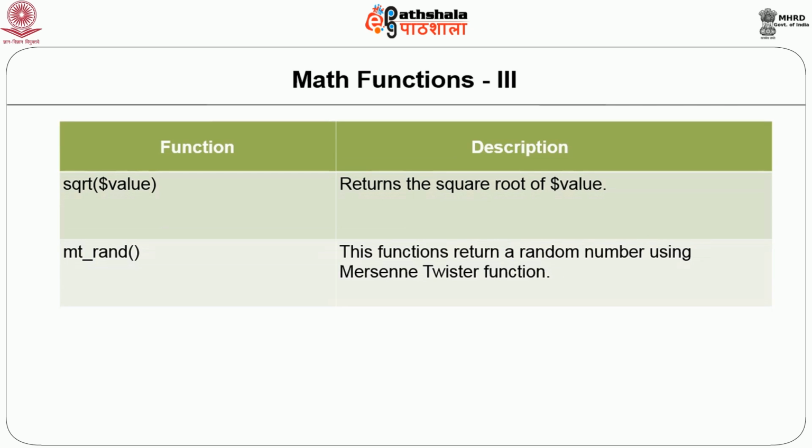Then you can use square root and mt_rand. This function uses random number generation with the Mersenne Twister algorithm.